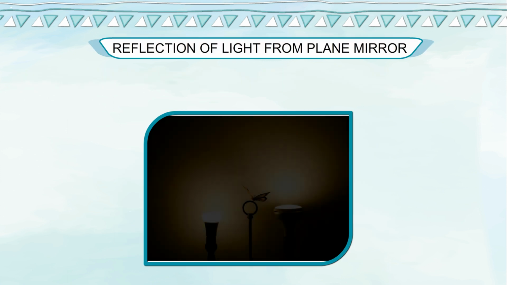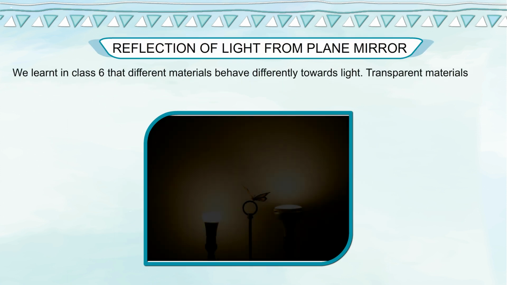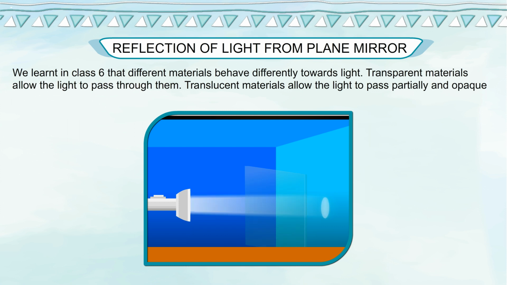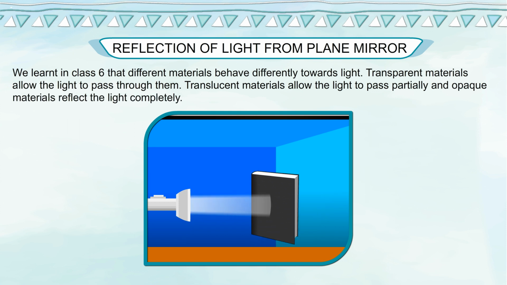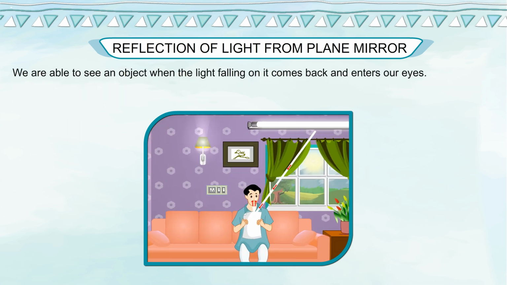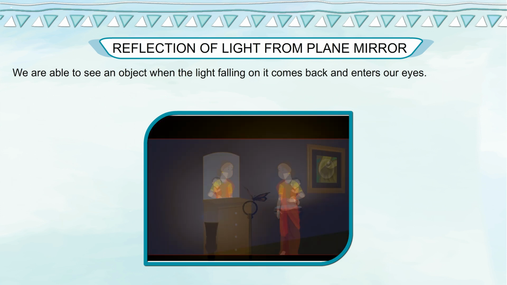Reflection of light from plane mirror. We learned in Class 6 that different materials behave differently towards light. Transparent materials allow the light to pass through them. Translucent materials allow the light to pass partially. And opaque materials reflect the light completely. We are able to see an object when the light falling on it comes back and enters our eyes.